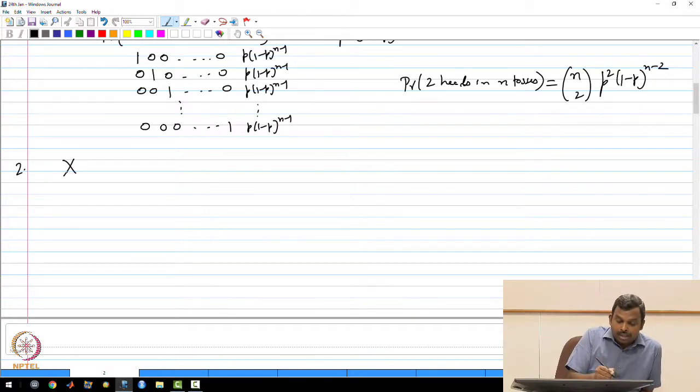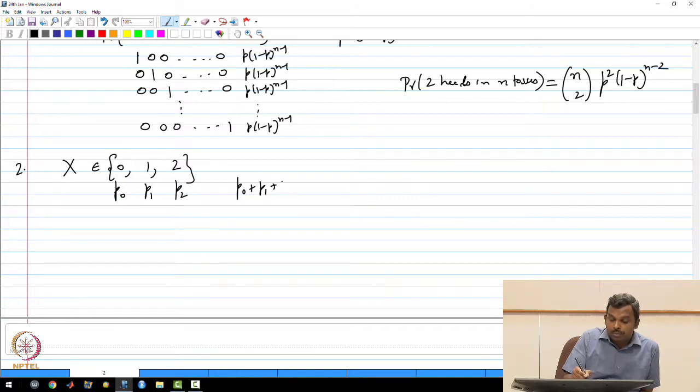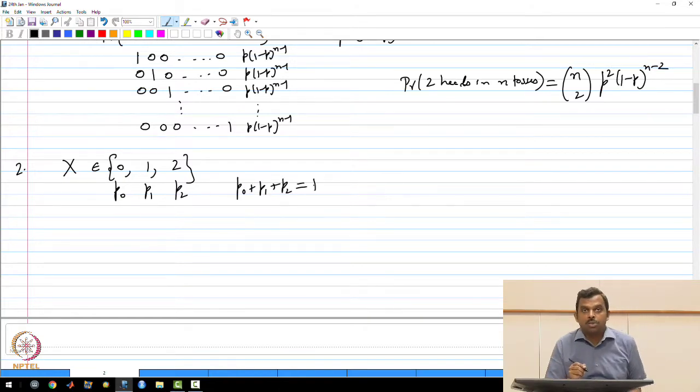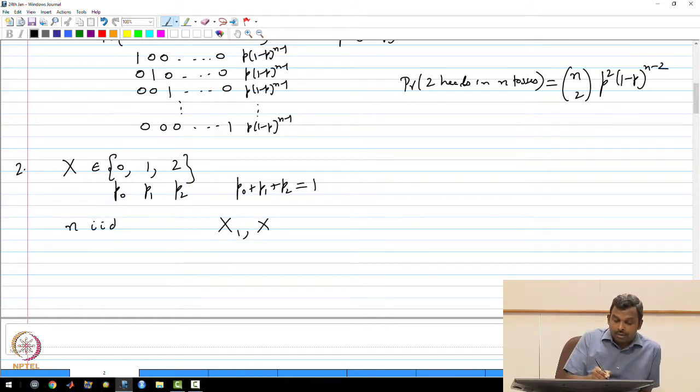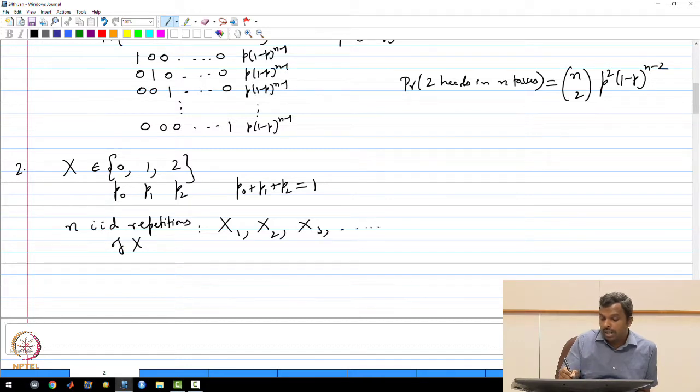So I'm going to say x is a random variable. It takes, let's say, 3 values, 0, 1, 2, and the probabilities are p0, p1, p2, and remember p0 plus p1 plus p2 has to be equal to 1, right? So this has to be a valid probability distribution. So I'm looking at a random variable which, instead of taking 2 values 0 and 1, now takes 3 values 0, 1 and 2. Now I'm going to look at n IID repetitions of x, and I will call them x1, x2, x3, and so on till xn.